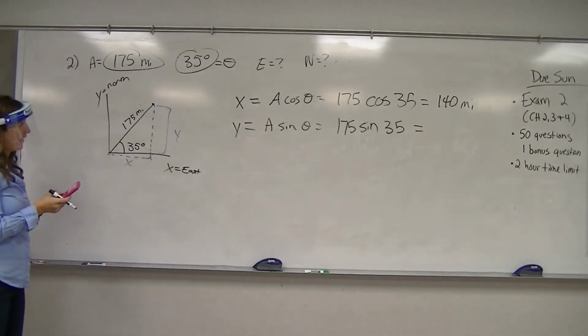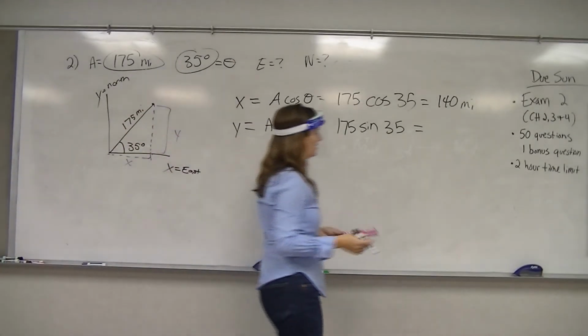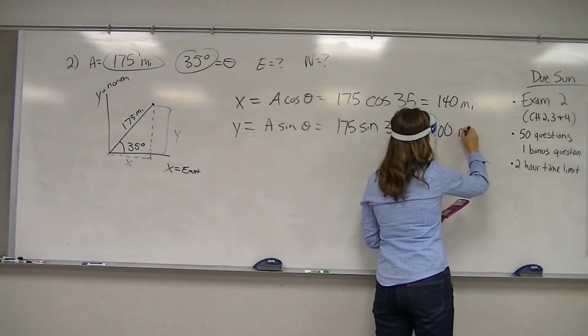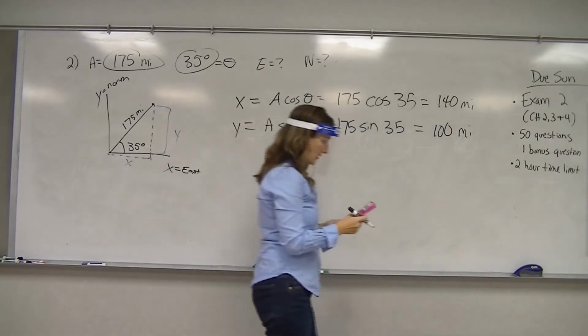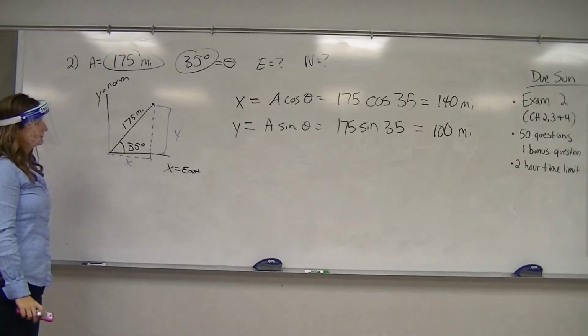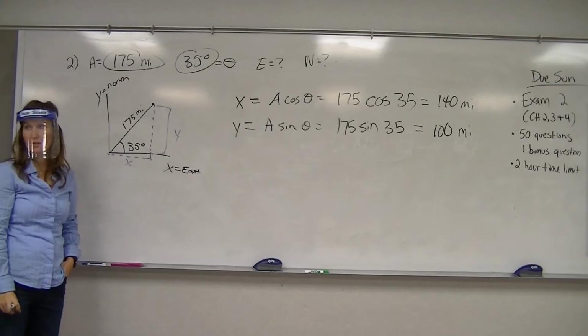And then sine 35. Tell me if you guys are getting something different. I got 100. And that's impossible to do with two sig figs unless I do it in scientific notation. So I'm just going to leave it at 100. Is that what you guys are getting? Yes, that's what I thought. Yeah? Okay.